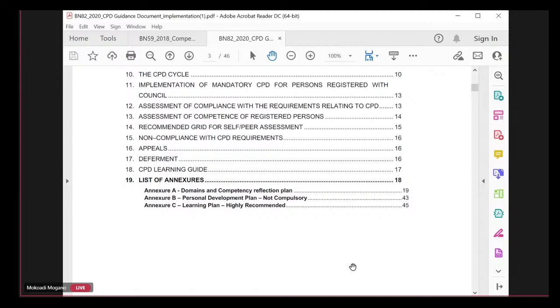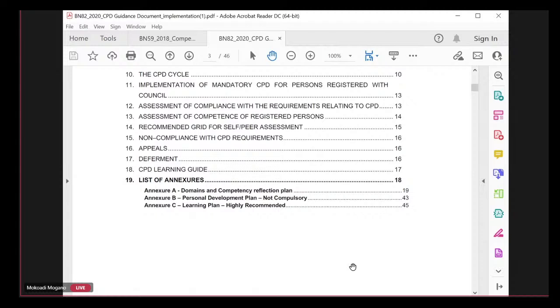That explains, in case of non-compliance, what council would do in order to remedy the situation with pharmacists that are non-compliant with CPD requirements. It also looks at appeals: how you can appeal a decision of council, and what the process is that you need to follow to appeal a decision of council. There's also deferment. Should you fall ill, for instance, in the year and you'd like to apply for deferment, it stipulates what you need to follow in terms of application for deferment.